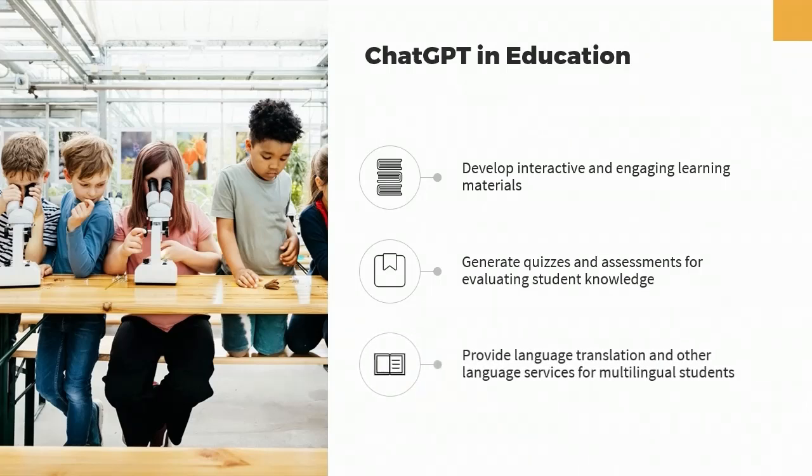Finally, the technology can also provide language translation and other language services for multilingual students. By processing text and speech in multiple languages, ChatGPT can help students who are not fluent in the language of instruction to understand and engage with educational content. This can be particularly helpful in diverse classroom settings, where students may have varying levels of proficiency in a particular language.